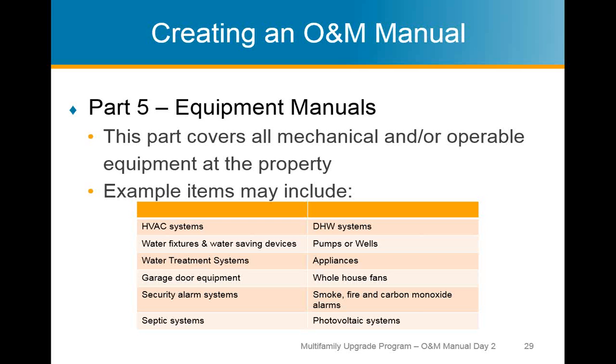So examples of this can include everything from HVAC systems down to individual unit appliances, to a manual for all the different variations of smoke, fire, carbon monoxide alarms throughout the property, all the fire life safety equipment. Garage door equipment, water treatment systems, water fixtures, and water savings devices.